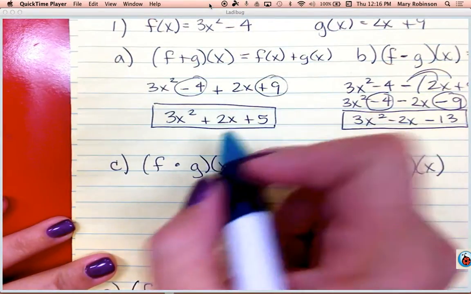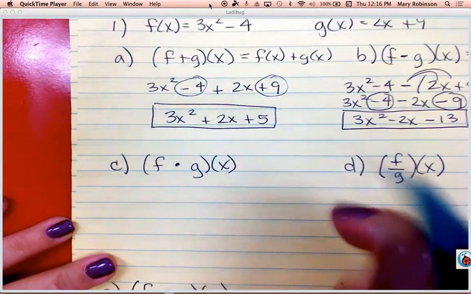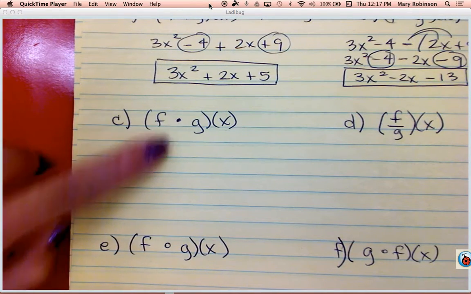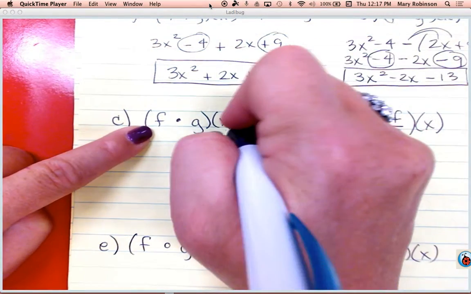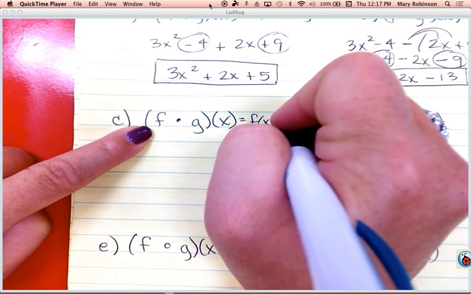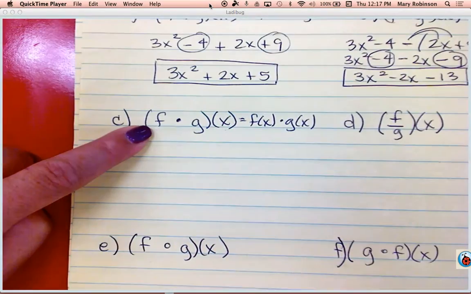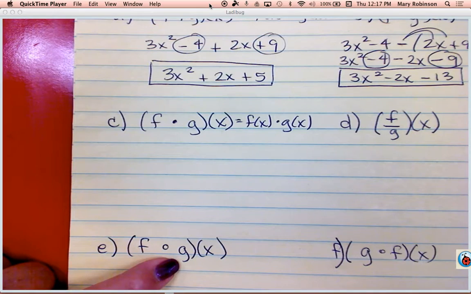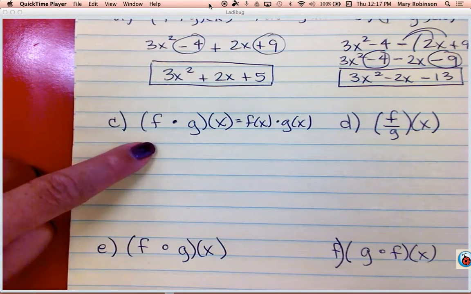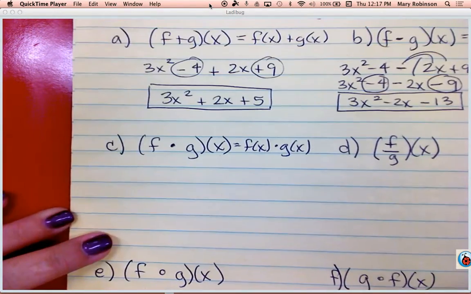Part C, f times g of x. Make sure you understand the difference between the dot and the circle. The dot here means multiplication. This is the product of f of x times g of x. And then down here for part E, that circle represents the composition. So this is f composed with g of x. So don't confuse the two. Make sure you know if you see a dot, that means multiplication.